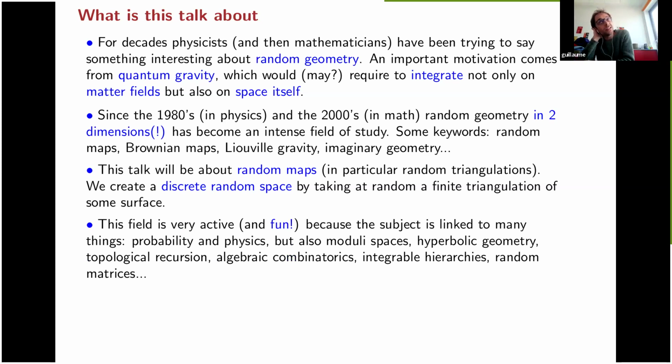One of the reasons why it's active and fun is because it's linked to many things. It's linked somehow by definition to probability and physics, but there are a lot of connections with low-dimensional topology, in particular moduli spaces, hyperbolic geometry, and things coming from mathematical physics called topological recursion, and also to more algebraic stuff, in particular representation theory of the symmetric group, algebraic combinatorics, random matrices, integrable hierarchies. I will not talk about all this, but it's just to mention that one of the reasons why it's fun to do this sort of mathematics is because you have many ways to look at the same problem. And usually when you understand something from one point of view, you realize that you don't understand it from another. And so it's kind of a never-ending story of questions.